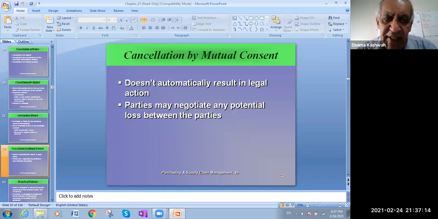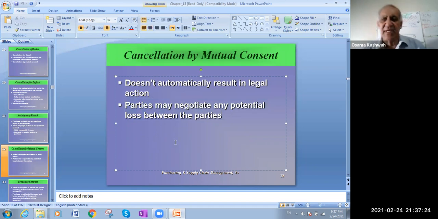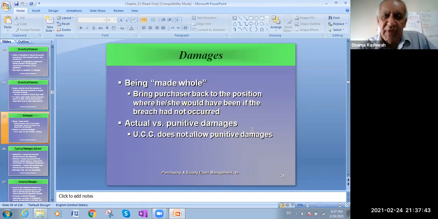The most important thing is that cancellation by mutual consent doesn't automatically result in legal action. Parties may negotiate any potential loss between themselves. So we can say, as long as the order is canceled, let's see the damages, and before going to court or anything, we can solve it here on the negotiation table. Breach of contract, like I told you, is a violation of the contract itself. This is another point we are talking about.